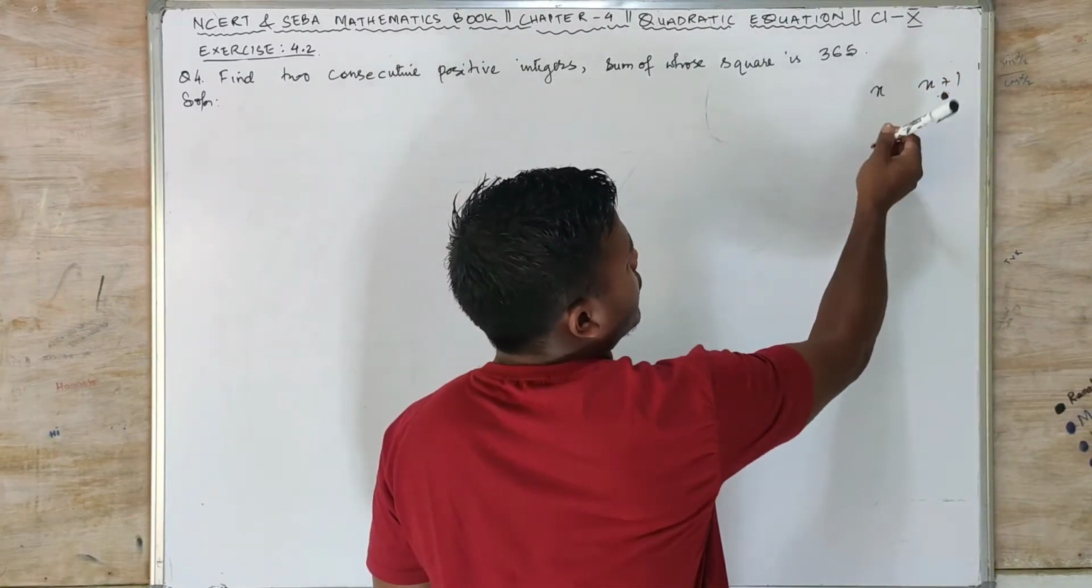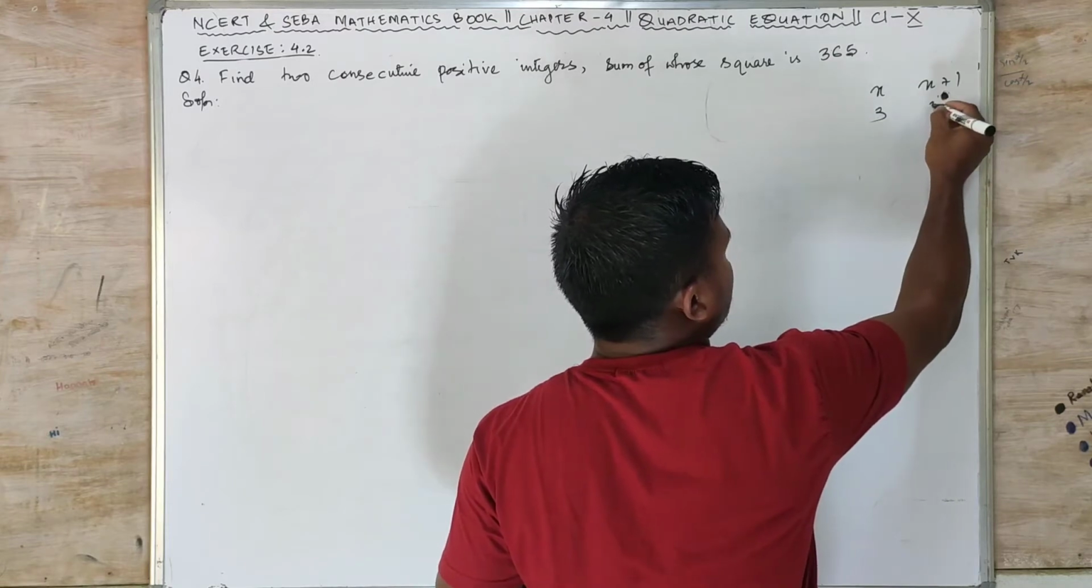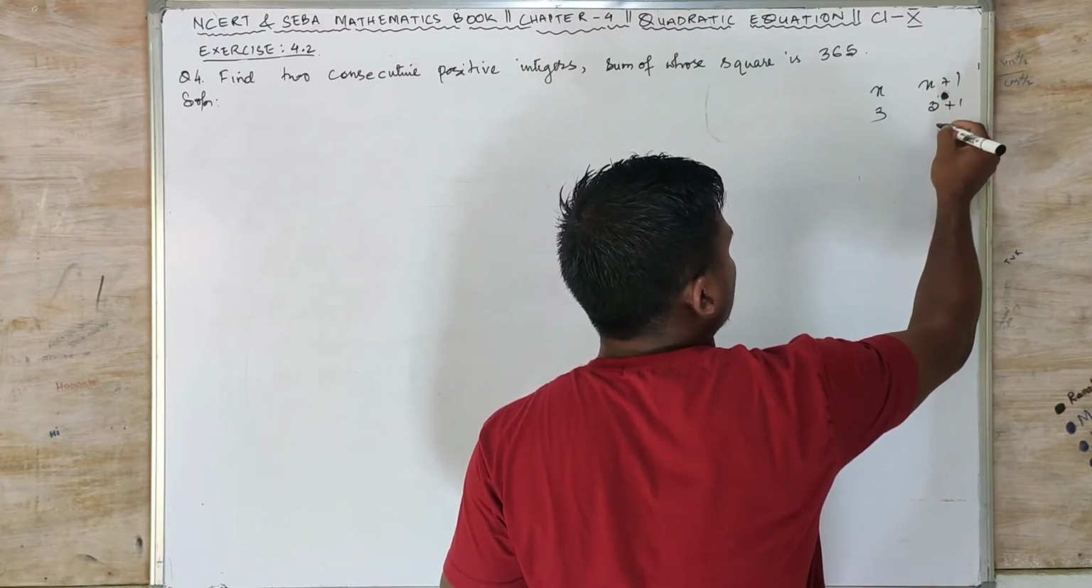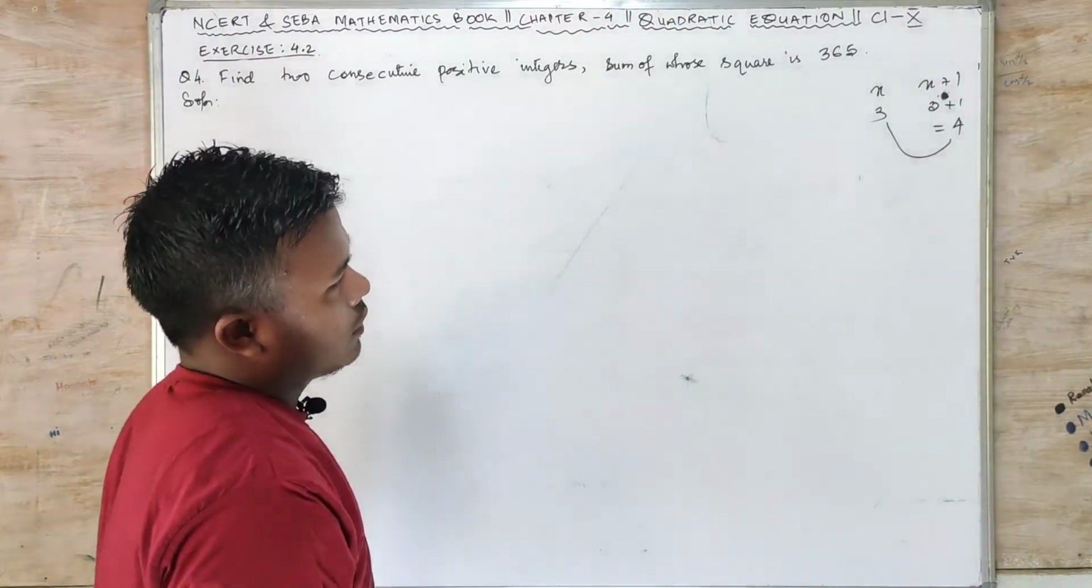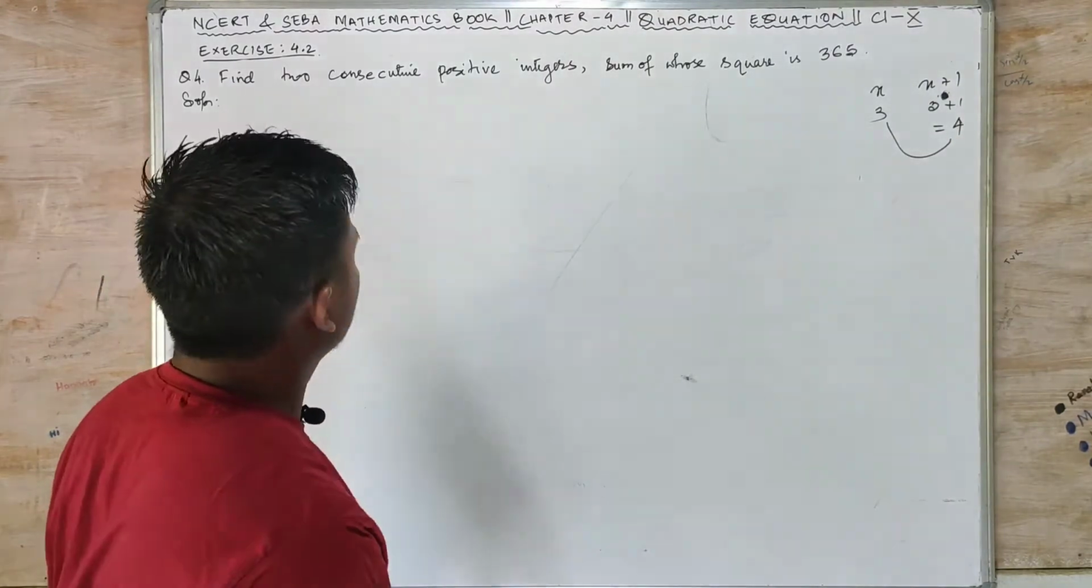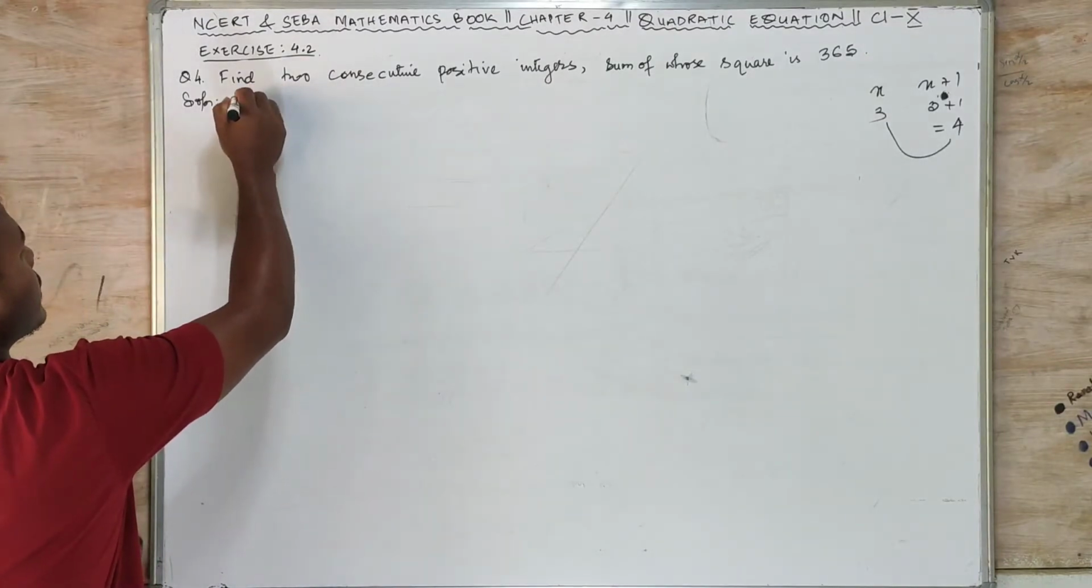Because if the x value is, let us say, 3, then over here instead of x you can put 3 plus 1. 3 plus 1 is equal to 4. So 3, 4. These are the two consecutive positive integer numbers. So we will let the same here.